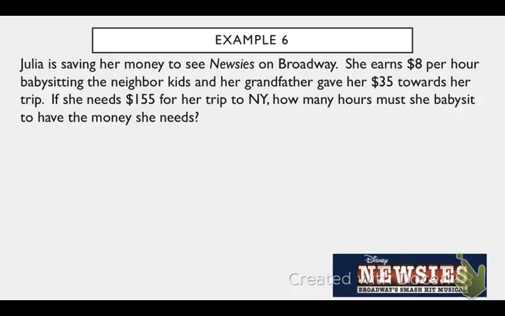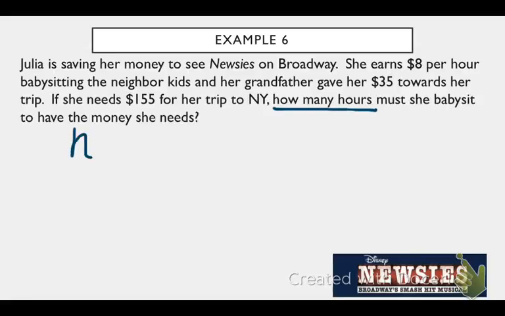All right, the last one is an example of going through the steps of writing an algebraic equation and then solving it. Julia is saving her money to see Newsies on Broadway. She earns $8 per hour babysitting the neighbor kids, and her grandfather gave her $35 towards her trip. If she needs $155 for her trip to New York, how many hours must she babysit to have the money she needs? Okay, so I reread the question sentence. How many hours must she babysit to have the money she needs? How many hours is what I'm looking for.